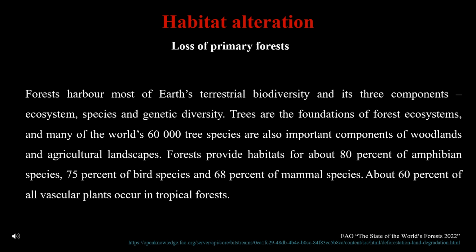This strong link between terrestrial biodiversity and forests emerges clearly when we consider that forests provide habitats for about 80% of amphibian species, 75% of birds, and 68% of mammal species, not mentioning that about 60% of all vascular plants occur in tropical forests.